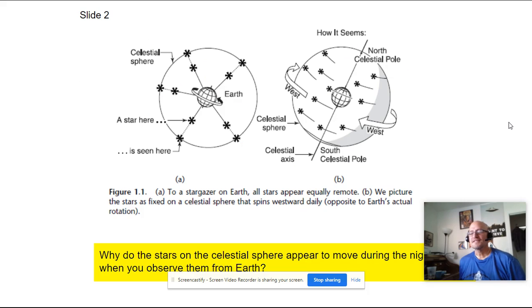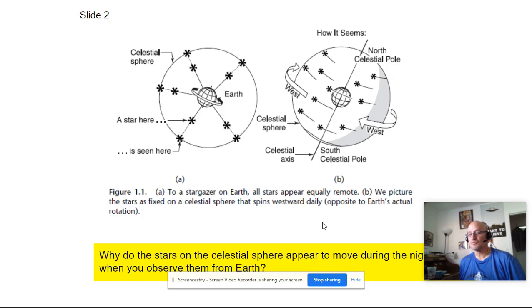Okay, here is slide 2, and on here it has the celestial sphere, and this is how it seems on the earth. So what happens is that the earth is spinning here. Go ahead and take a look at figure A here. To a stargazer on the earth, all stars appear equally remote. On B here, we picture the stars as fixed on a celestial sphere that spins westerly daily, opposite to the Earth's actual rotation.